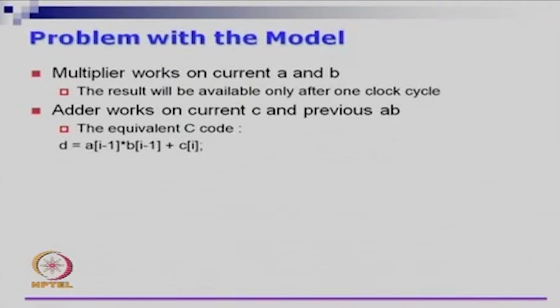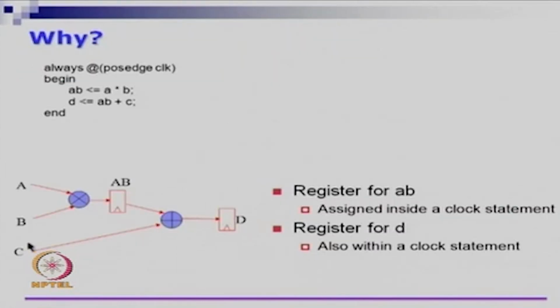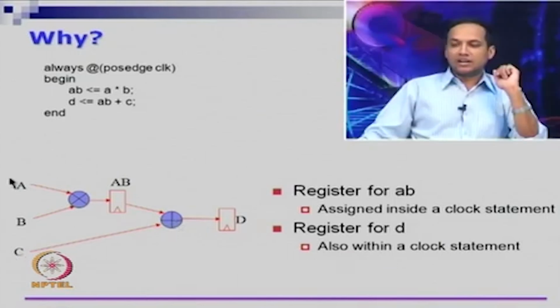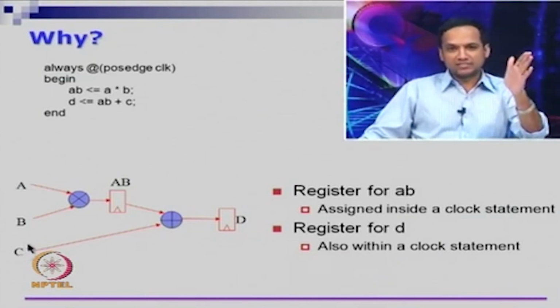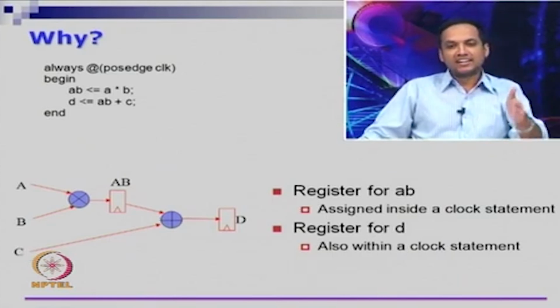The problem with the model is essentially this: the multiplier will work on the current A and B that is given, but the adder works on the current C and previous AB. So, go and look at the picture. If you look at what the adder is adding, let us say at some point I gave A, B and C which all changed together at time instant I. Let us say I gave a fresh set of inputs, A of I, B of I and C of I. These are the inputs that I have given at time instance I.